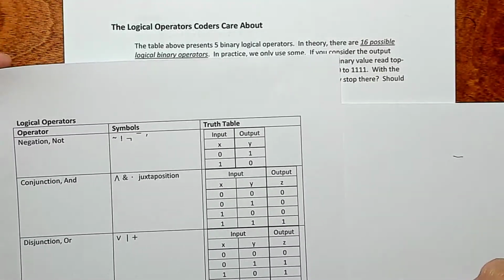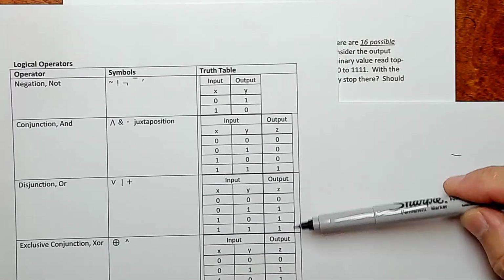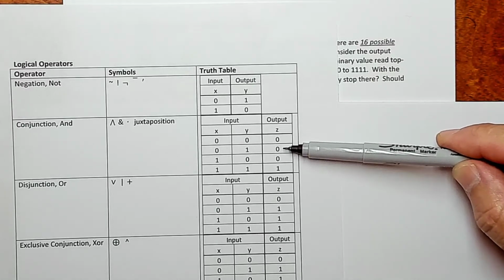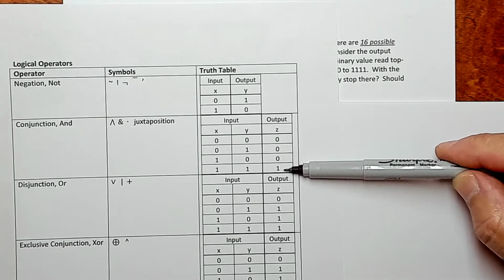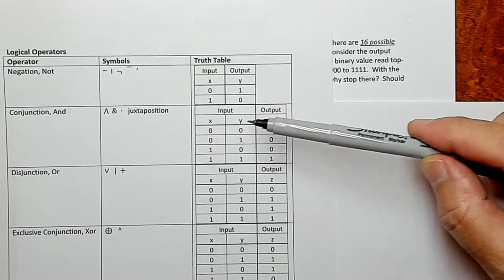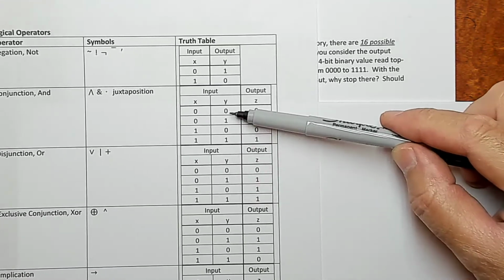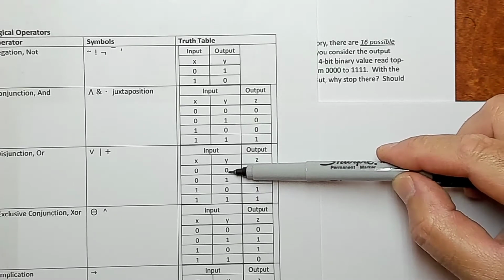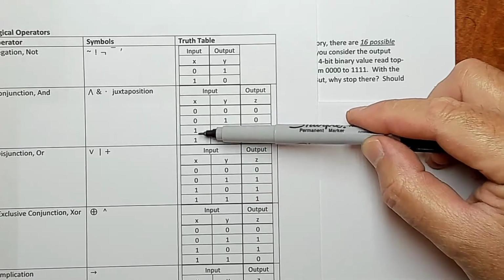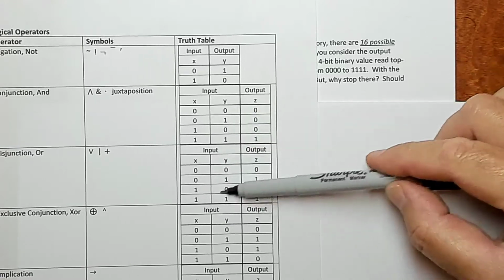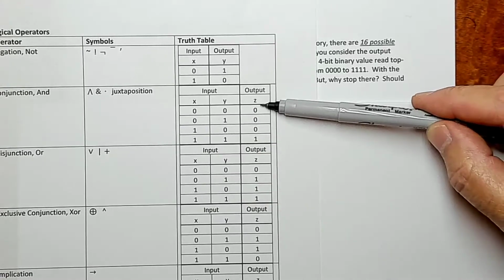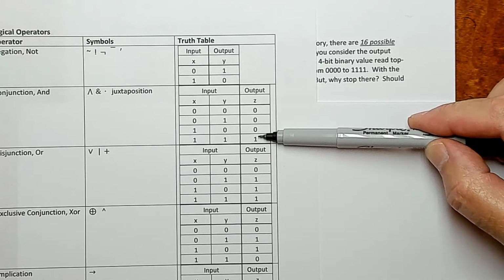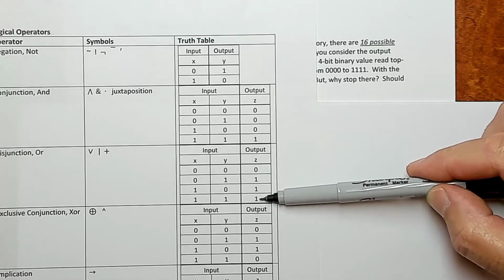At least for the binary operations, think about them as having a 4-bit column. The inputs are always the same. The way I've listed them here, I listed them 0, 1, 0, 1, and then for x, 0, 0, 1, 1, 0, 0, 1, 1. So the inputs are always in the same order. The only thing that's different is the output column. AND has the pattern 0, 0, 0, 1, OR has the pattern 0, 1, 1, 1, etc.